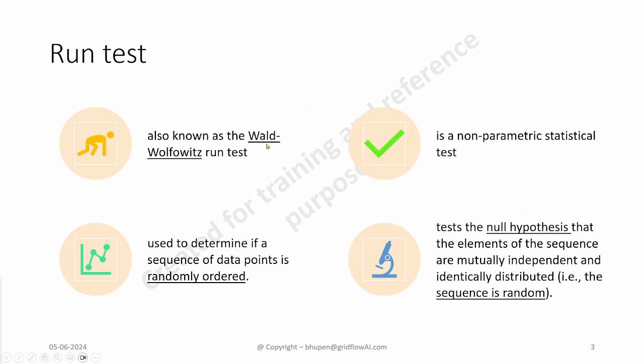So runs test is also known as the Wald-Wolfowitz run test, and this is a non-parametric statistical test, as we talked about earlier in the introduction. It is used to determine whether the sequence of data points in a sample is randomly ordered or not. Essentially, we will test the null hypothesis. The null hypothesis is that the sample is randomly distributed. And we will test the hypothesis, and if it is not true, then we will go with the alternate hypothesis.